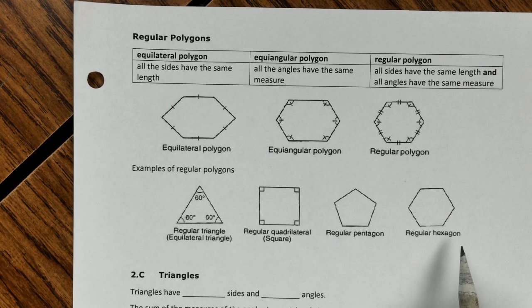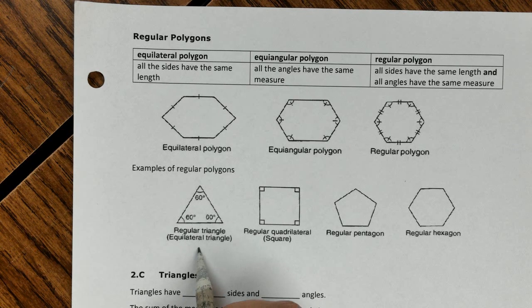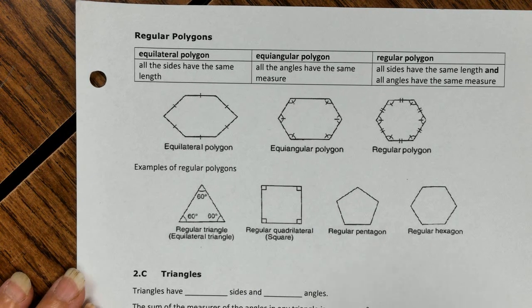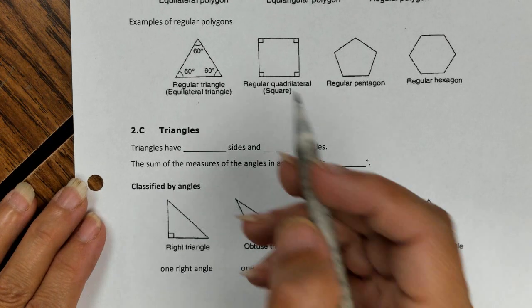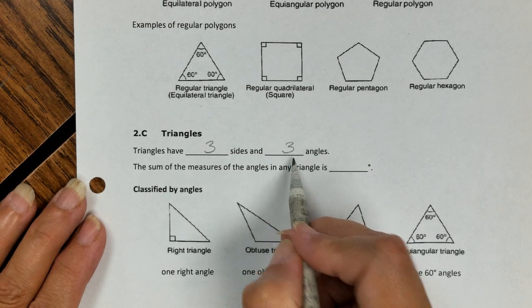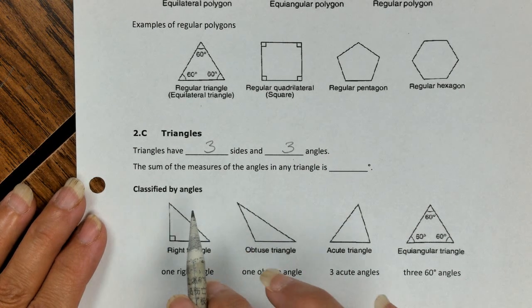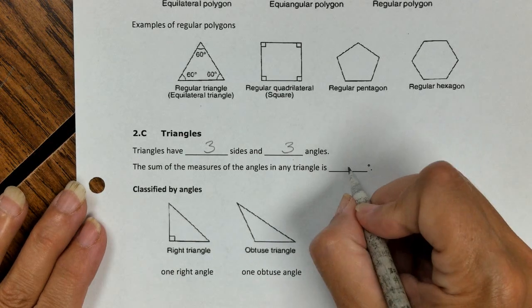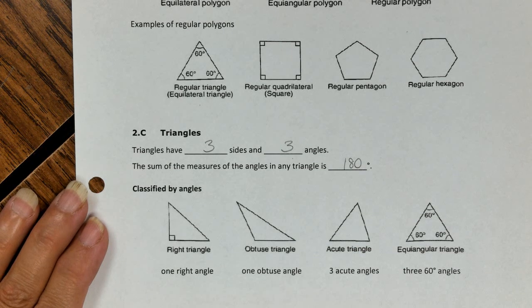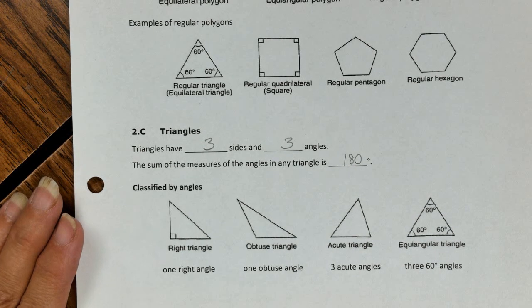Here are some examples of regular polygons. Okay, a regular triangle is better known as an equilateral triangle. But when it's equilateral, it's also equiangular. We'll get into that. And then here are some others. So, triangles have 3 sides and 3 angles. The number of sides is always the same as the number of angles. The sum of the measures of the angles in any triangle, you may recall, if not, we're putting it right there, is 180 degrees. Every triangle, which is incredibly useful.